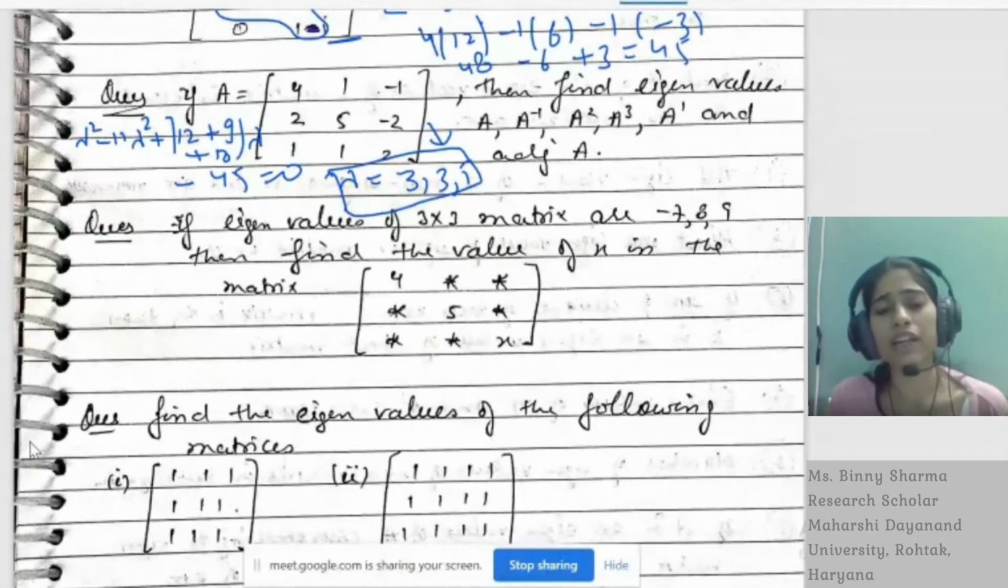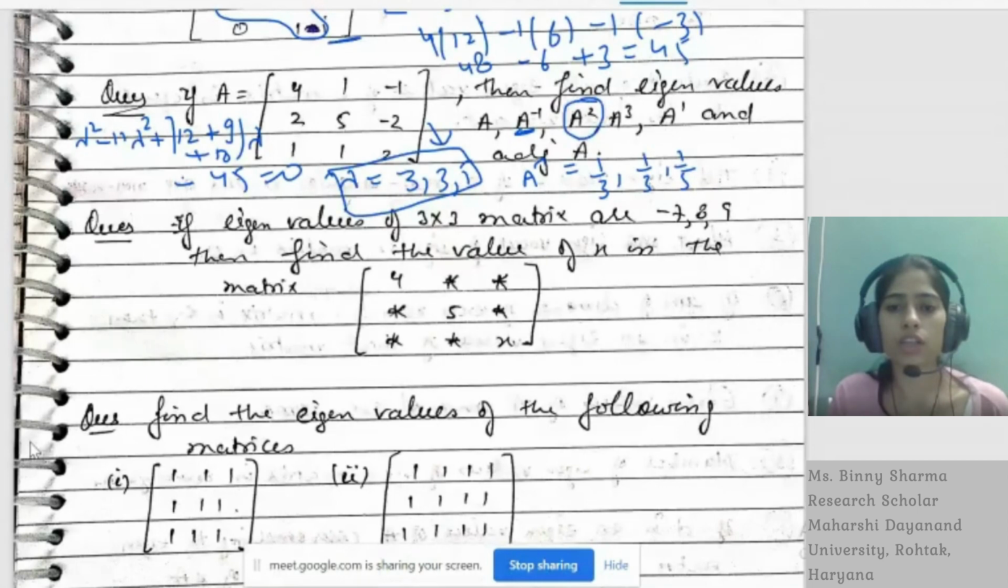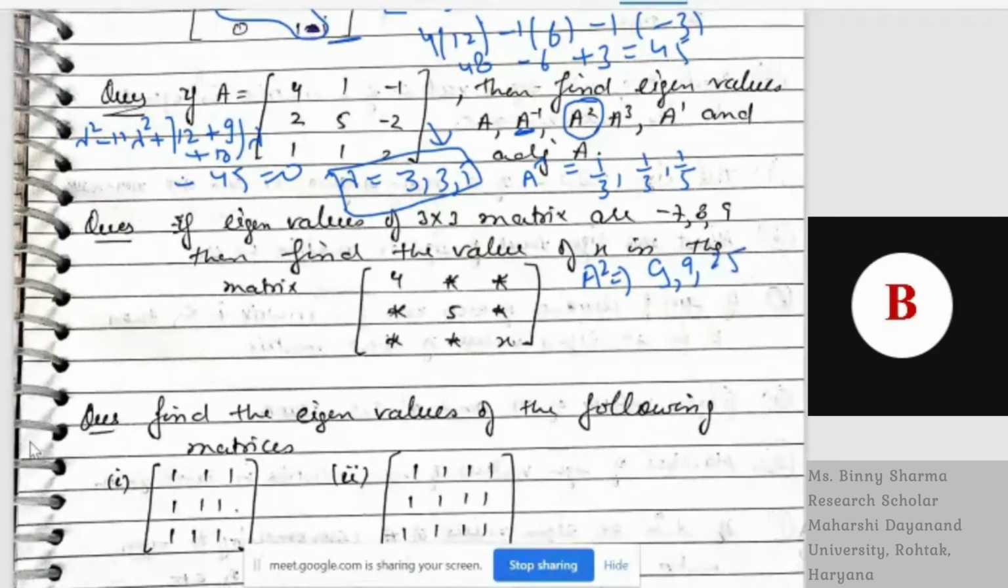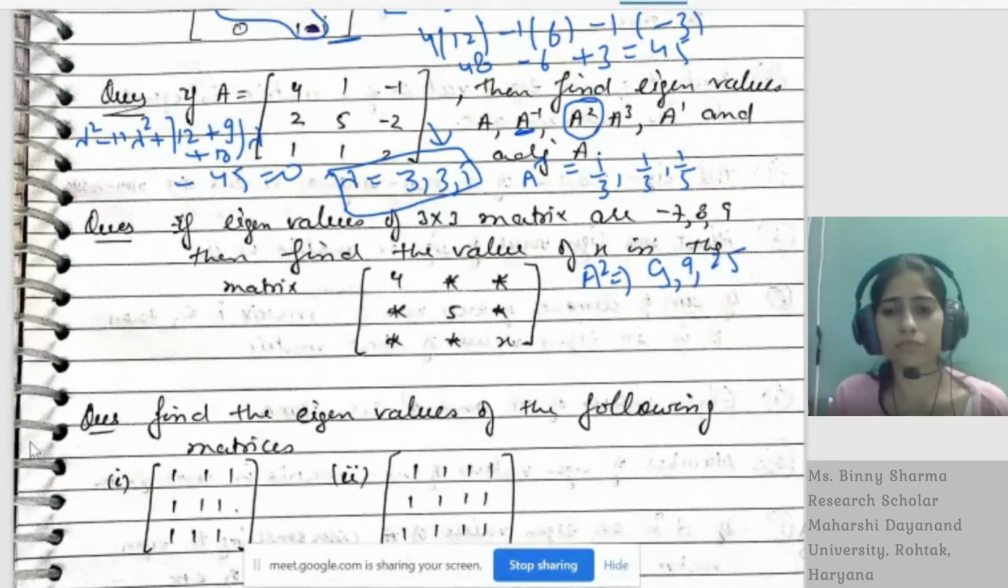Now we have to find the eigenvalues of A inverse. Yes, we can find the eigenvalues of A inverse because it is a non-singular matrix. So eigenvalues of A inverse will be 1 by 3, 1 by 3, and 1 by 5. The eigenvalues of A square are given by just squaring these eigenvalues. So the eigenvalues of A square will be 9, 9, and 25.